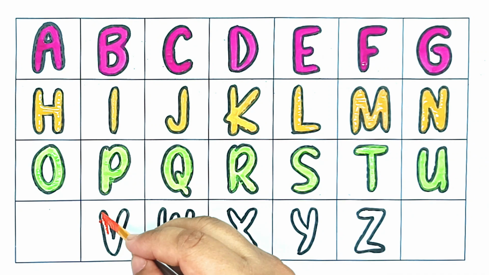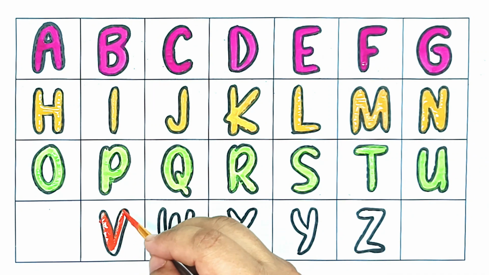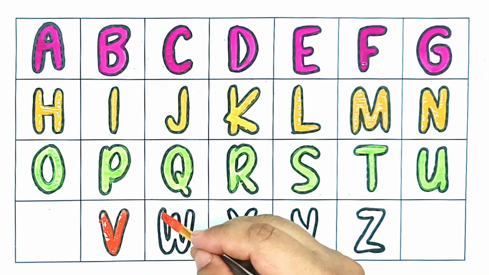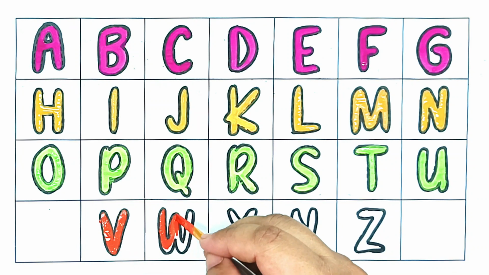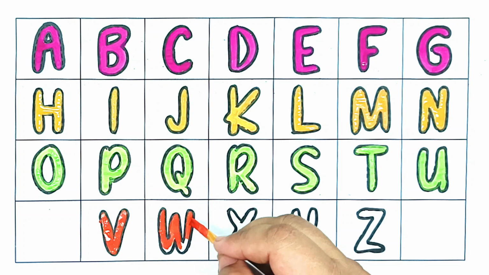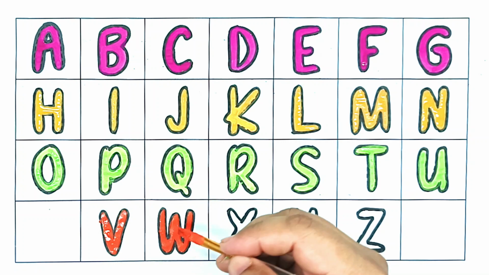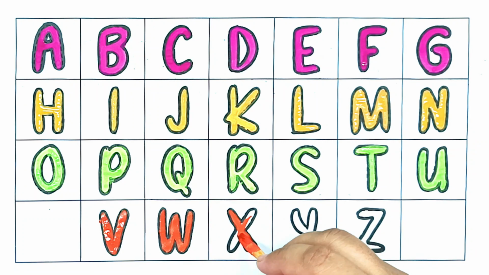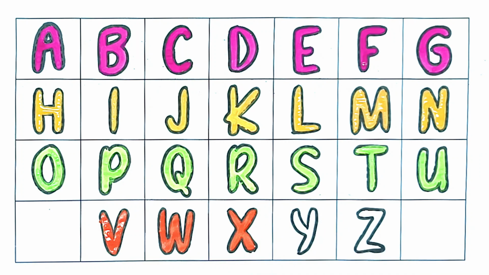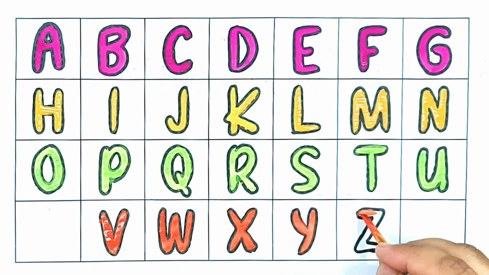umbrella, U for umbrella, V for van, V for van, W for watch, W for watch, X for xylophone, X for xylophone. Y for yacht, Y for yacht. Z for zebra. Z for zebra.